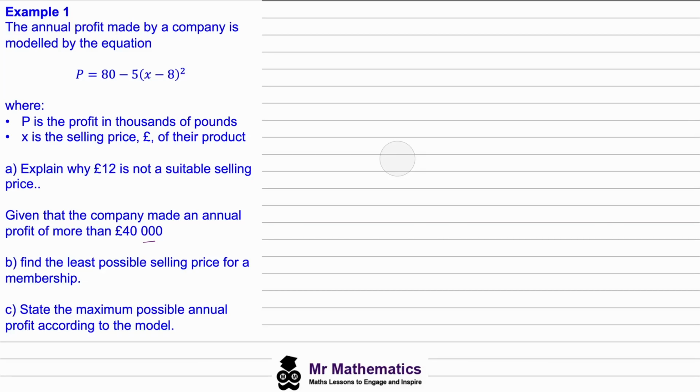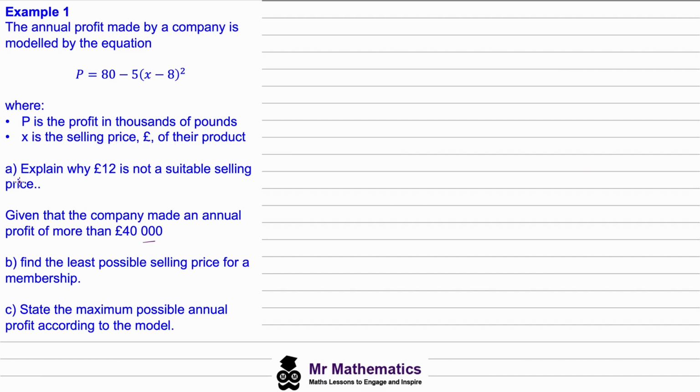So in this video, we're going to look at modeling with quadratic equations. So in example 1, we're told that the annual profit made by a company is modeled by this equation, where the profit is equal to 80 minus 5 lots of x minus 8 squared, where P is the profit in thousands of pounds, and x is the selling price in pounds of their product.